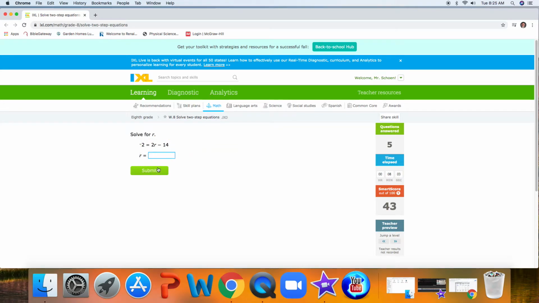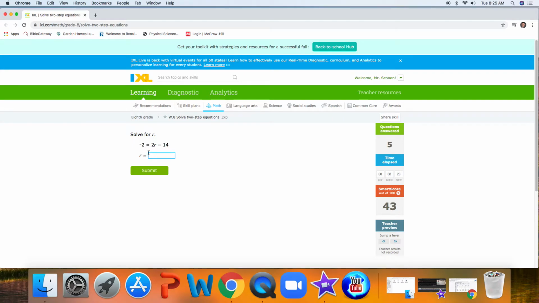You've got now some negatives that are going to show up in your practice. Just because it's negative doesn't really change our overall strategy. We just have to be able to add and subtract with those sign values. So here I've got minus 14. I'm going to add 14 to both sides. I add 14 to the right side, it'll cancel out. I add 14 to the left side.